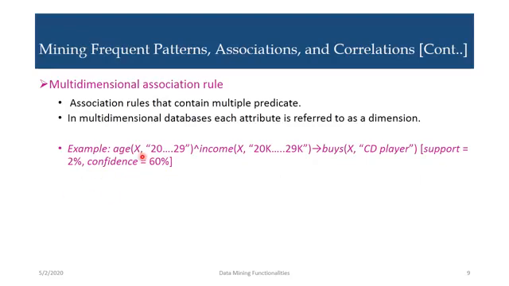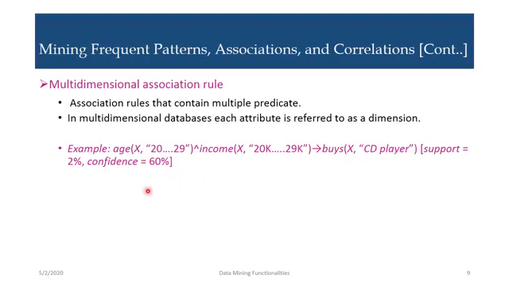So here x is a customer, age is a predicate, income is a predicate and buys is a predicate. You can see that we are using multiple predicates here. That is why this example comes under multidimensional association rule. The example says a customer within the age group 20 to 29 and income level 20,000 to 29,000 buys the CD player.